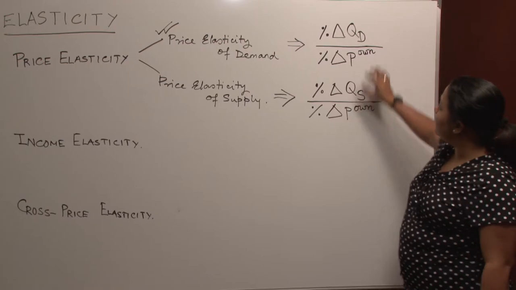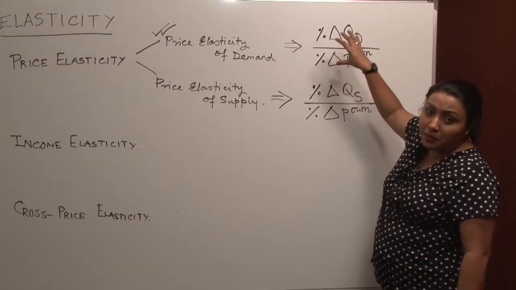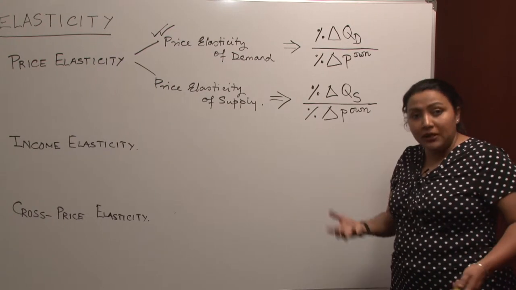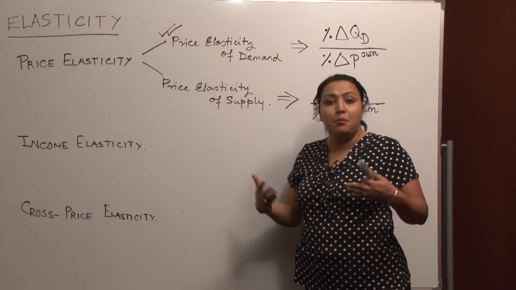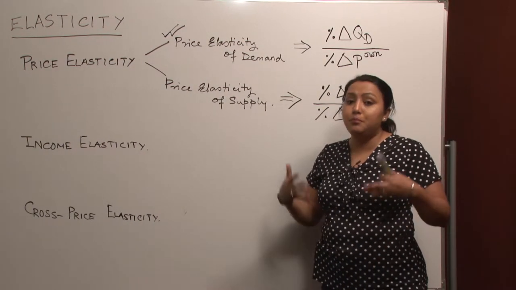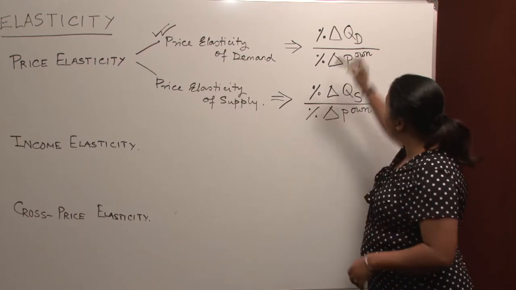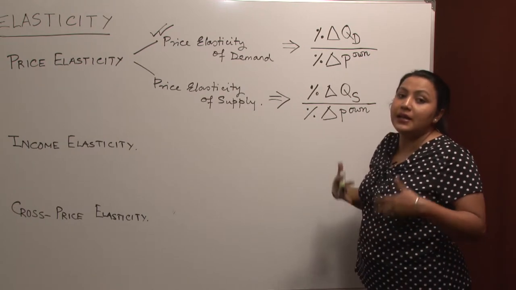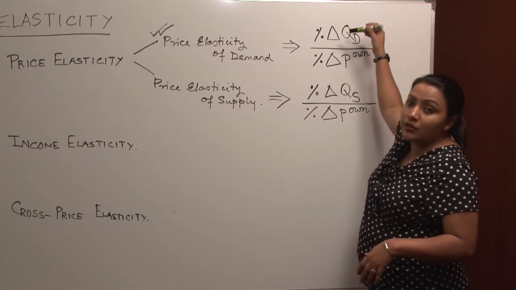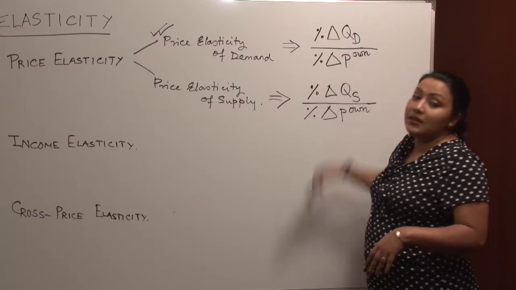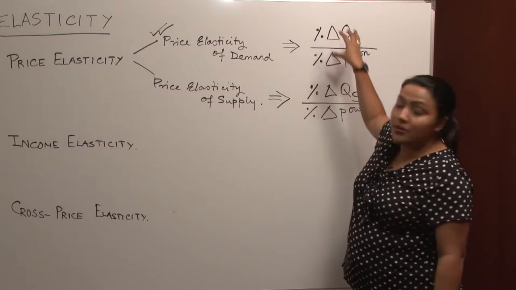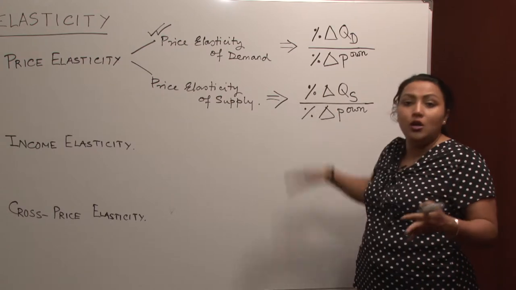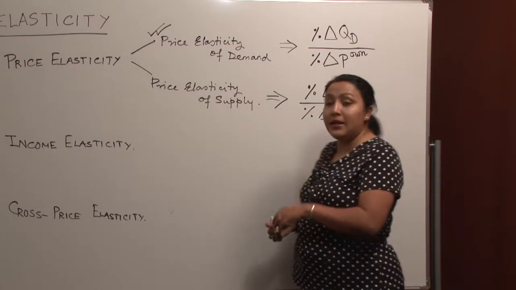Now, please note that if the numerator is larger than the denominator, that means if the percentage change in the quantity demanded is higher than the percentage change in price, that means the quantity demanded is more responsive than the price change itself. In that case, we would call the price elasticity of demand to be elastic. So, if the percentage change in quantity demanded is higher than the percentage change in price, then it is demand elastic. However, if the percentage change in quantity demanded is lower than the percentage change in price, then the demand is inelastic. And if the percentage change in quantity demanded is exactly equal to the percentage change in price, it would mean that the demand is unit elastic.